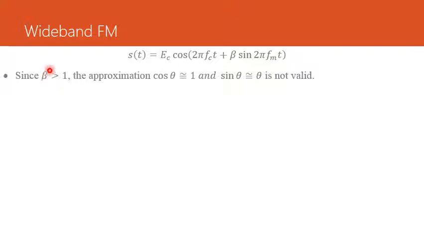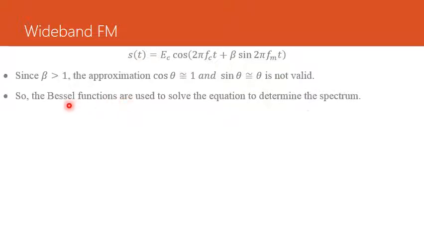Now we can consider the wideband FM, where the modulation index beta is greater than 1. In order to derive the expression for wideband FM, first of all we consider the standard expression for the FM signal, which is given as Ec cos(2 pi fc t plus beta sin 2 pi fm t). Since beta is greater than 1, the approximation cos theta equal to 1 and sin theta equal to theta is not valid.